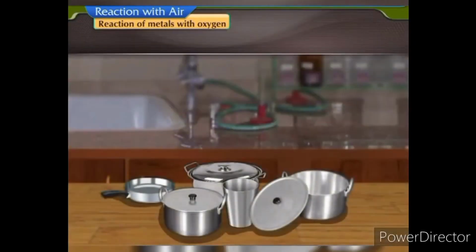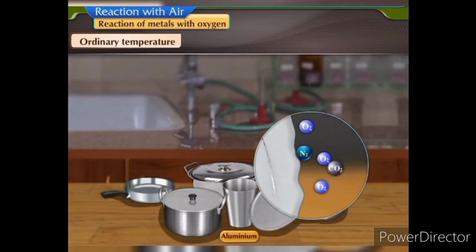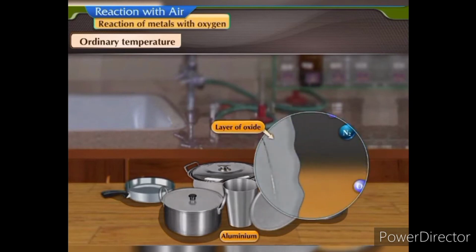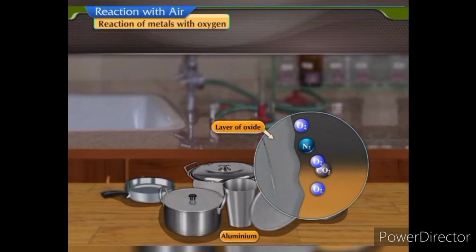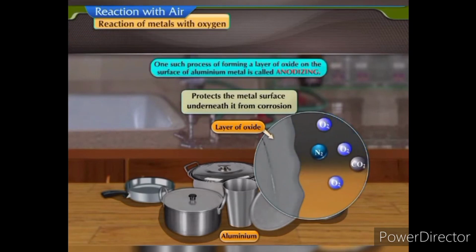It is observed that even at ordinary temperature, metals like aluminium, when exposed to air for a long time, develop a layer of oxide on them. This layer protects the metal surface underneath it from corrosion. One such process of forming a layer of oxide on the surface of aluminium metal is called anodizing.